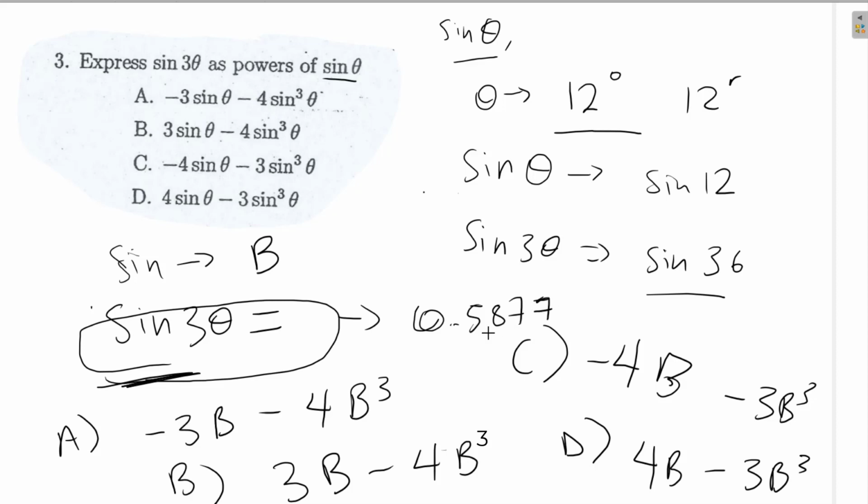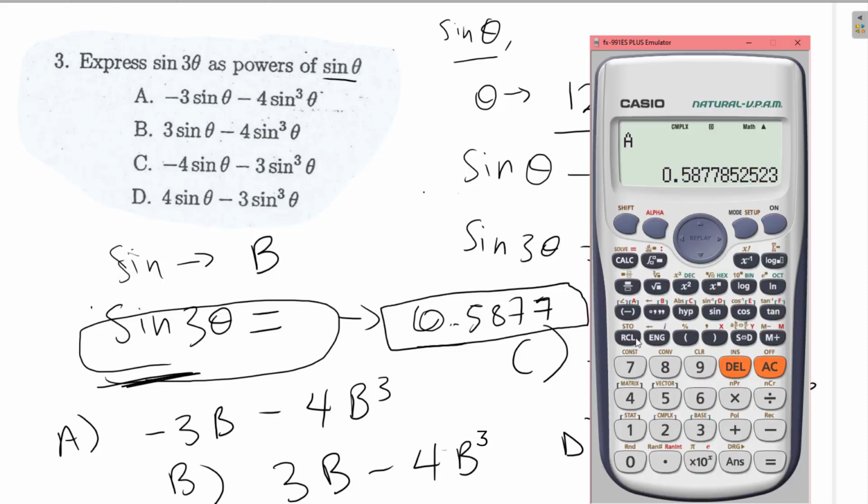And then we are going to evaluate A, B, C, and D and see which of these options will give us 0.5877. So quickly we type negative 3b. So we try option A. Negative 3, you can access B. B is in red, so alpha and then B. Negative 3b minus 4b cubed. This does not give us 0.5877.